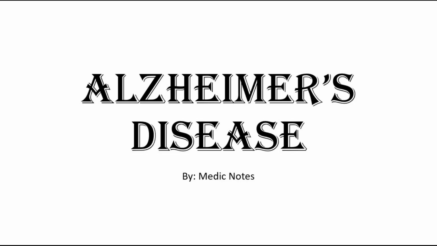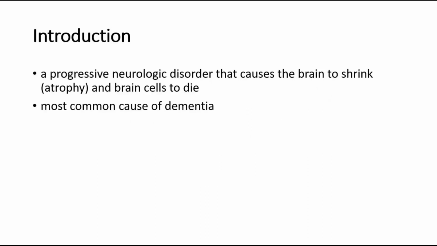This video will be on Alzheimer's disease. It is a progressive neurologic disorder that causes the brain to shrink, also known as brain atrophy, and also causes the brain cells to die. Alzheimer's disease is the most common cause of dementia, where there is continuous decline in thinking, behavioral and social skills that affect the person's ability to function independently, and it often occurs in elderly people.